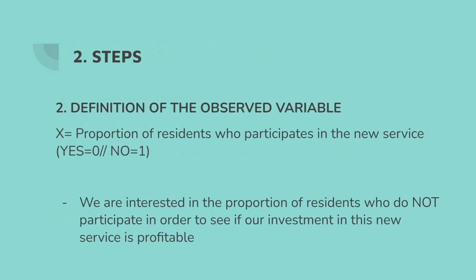We define the observed variable as follows, being x the proportion of residents who participate in the new service. Our main interest is the proportion of residents who do not participate in social networks, because this helps us evaluate whether investing in a social media campaign is profitable.